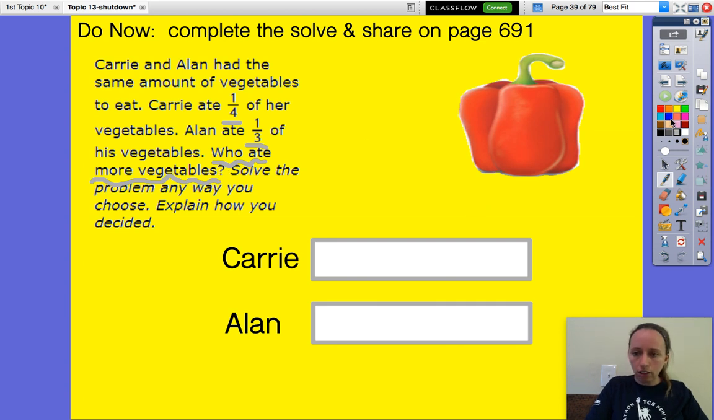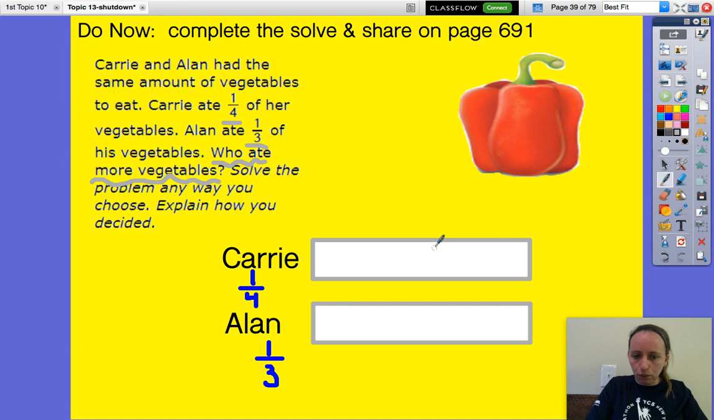Let's try to draw this problem out. They each have the same amount of vegetables. So we have 2 boxes that are the same size. Those are our wholes, right? They have the same amount of vegetables. Carrie ate 1/4. So I'm going to help myself draw it. I'm going to add in my fractions underneath so I can easily see them. We have 1/4 for Carrie and 1/3 for Alan. Notice their numerators are the same. Their denominators are different. Okay.